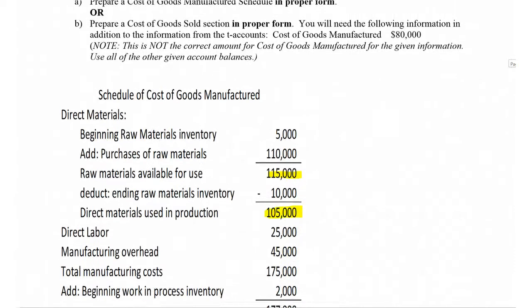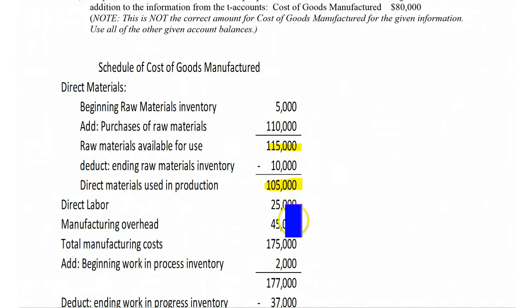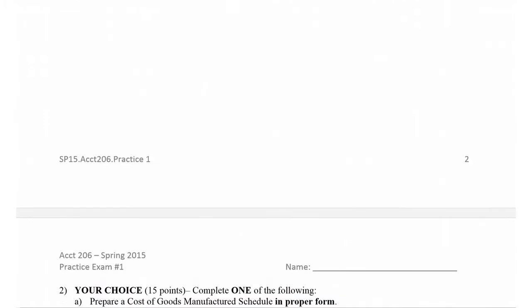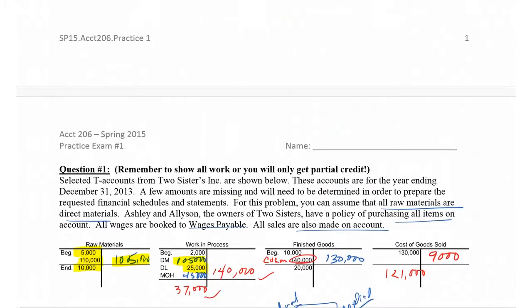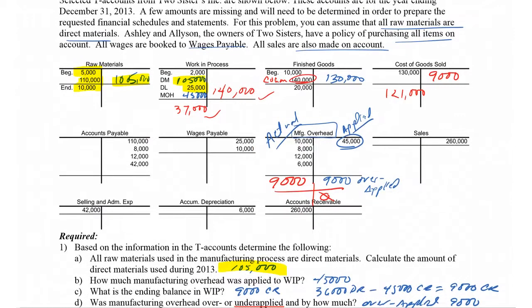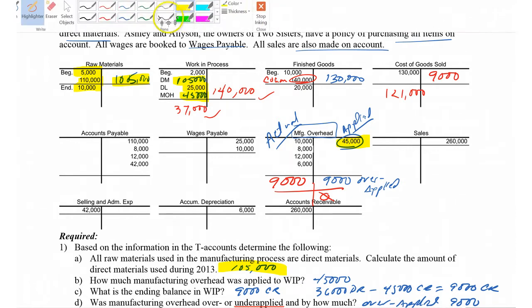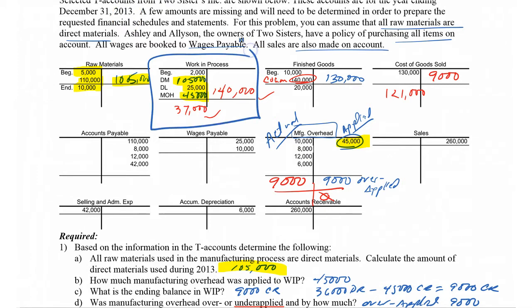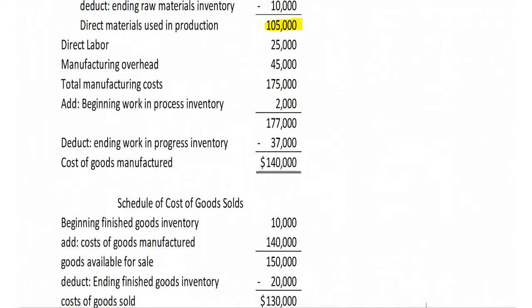We scroll back down. The next part is manufacturing overhead. Now remember that it is applied overhead, not actual overhead. So it's this amount here, but really we're getting it from here, because the cost of goods manufactured schedule is basically everything that's going on in this account. So it's the 45,000, and that's what I'm showing here. All those get added up. We get total manufacturing costs of 175,000.